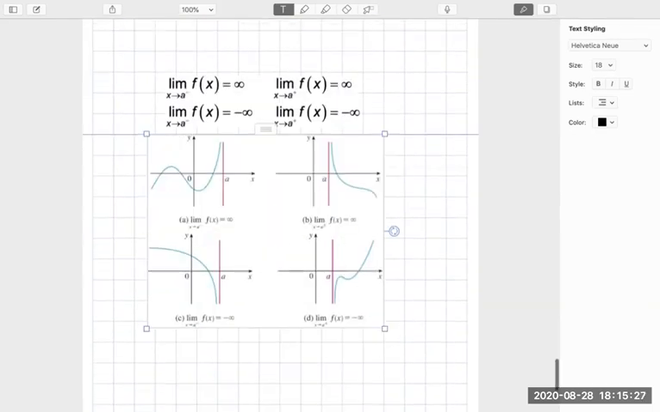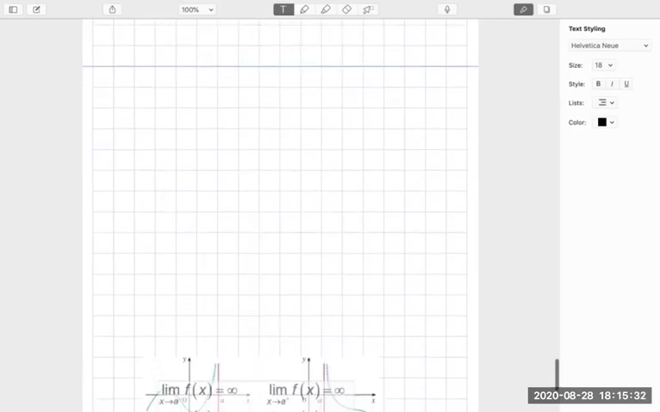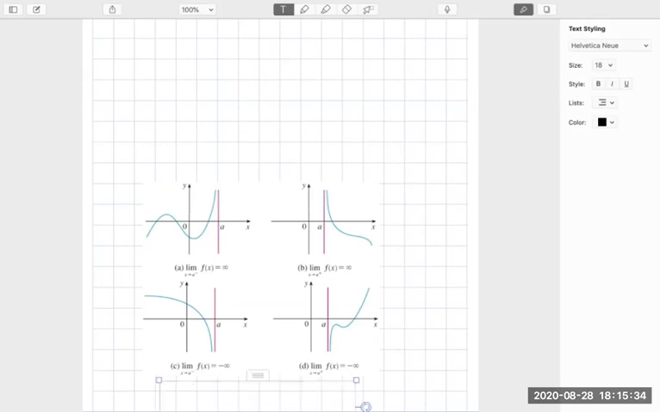Obviously, it takes a lot more time to move these guys. Okay.